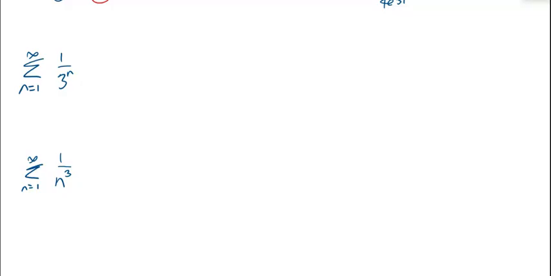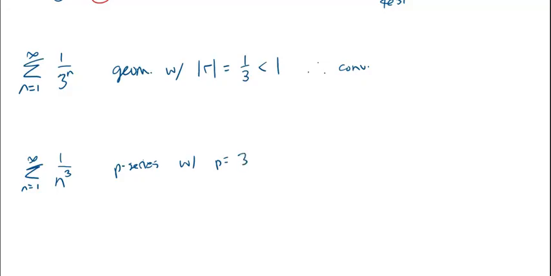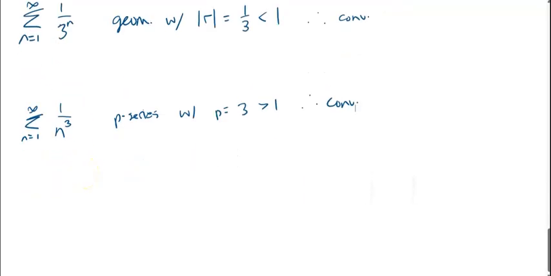You should know. This one is geometric with absolute value of r equal 1/3, less than 1, therefore converges. And then this one is a p-series with p equal 3, which is greater than 1, and therefore that one converges. It's good to be able to distinguish between 3 to the n versus n cubed, or 4 to the n versus n to the 4th. All right, let's keep going.